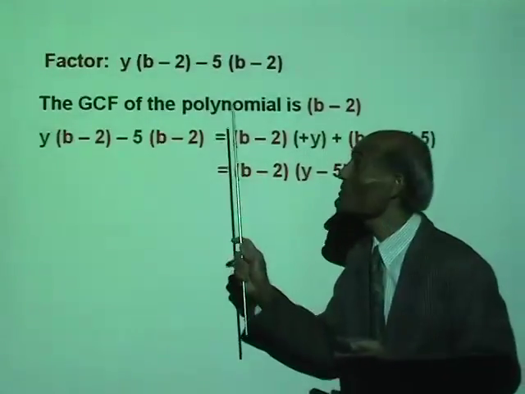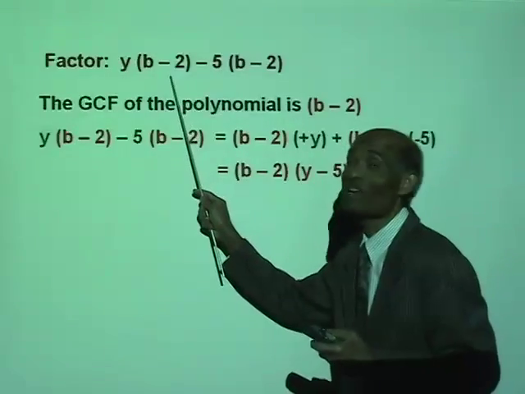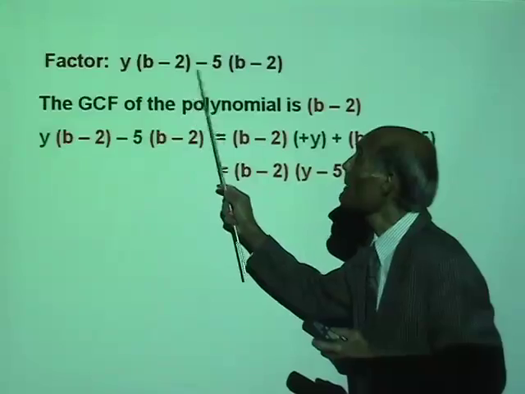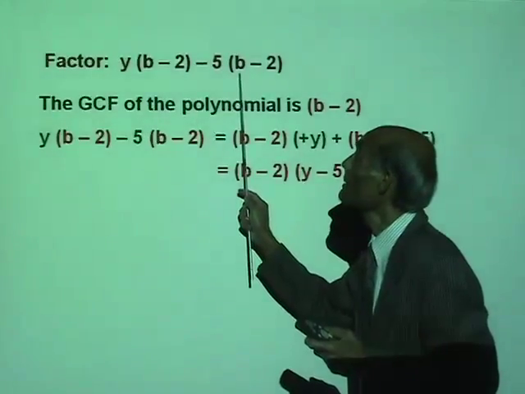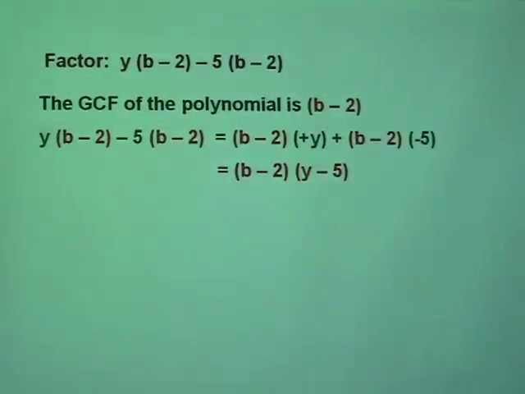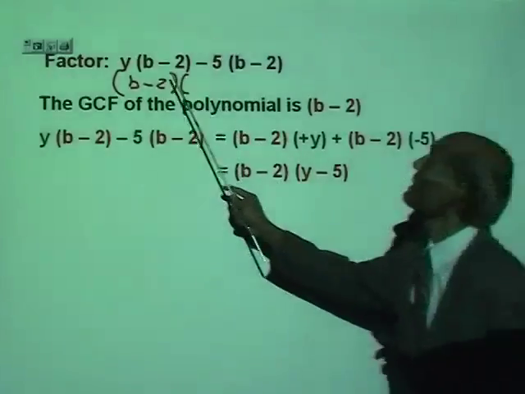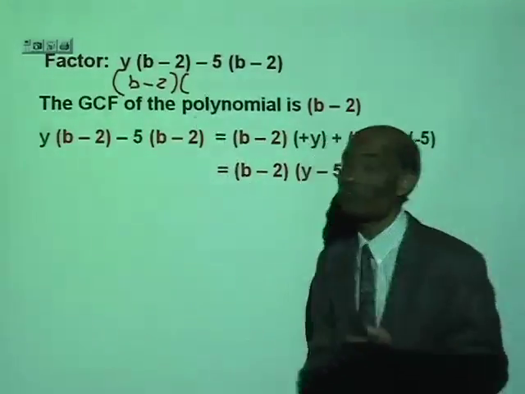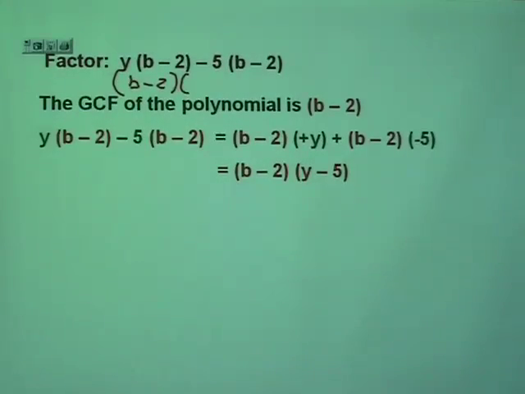Now in the future you must be able to look at this and write it down in one step. And what is that one step? B minus 2 comes out. Let me write that down for you. B minus 2 comes out like this. And what is left? What is left in the first term is a positive y. What is left in the second term is a negative 5. So that will be times y minus 5.